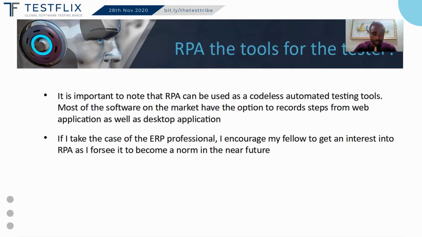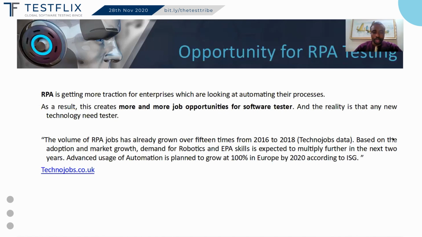For the fellow testers, again to repeat, RPA can be used as a tool for your automation testing. This can cover your regression testing, your functional testing, your web testing, and so on. RPA is getting more traction from enterprises which are looking at automating their processes. If you look at markets like the US, the UK, even Europe, most of the big companies have actually adopted this new technology.